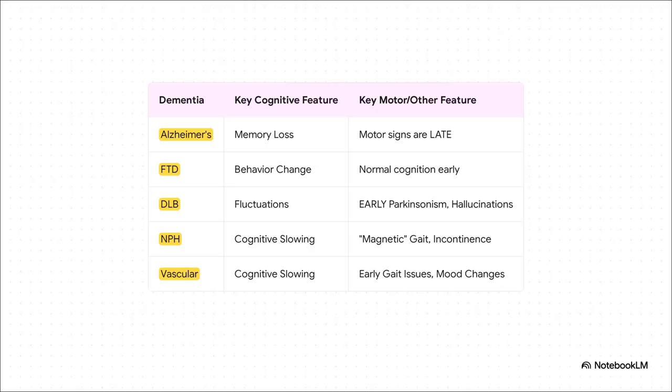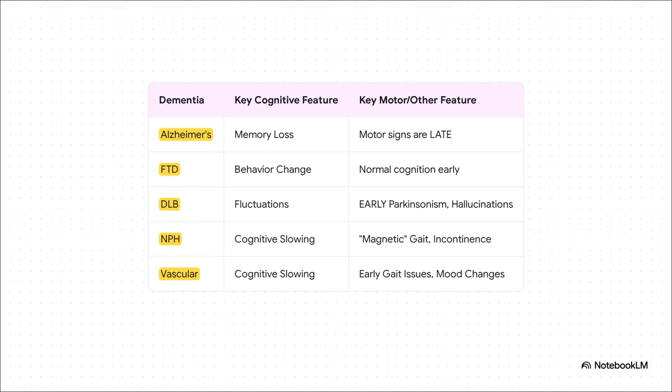You see a patient, you just mentally run down the list. Is memory the first and main problem? Think Alzheimer's. Is it a huge personality change? That's our clue for FTD. Are they fluctuating with Parkinsonism and hallucinations? You gotta have DLB on your list. Is it that wet, wobbly, wacky triad? Think NPH. And if they have a ton of vascular risks and are slow with gait problems, well, that points toward a vascular cause.